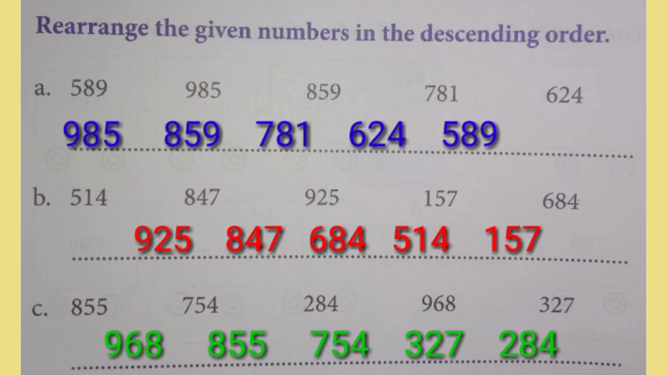Bit B, 514, 847, 925, 157, 684. Its answer is 925, 847, 684, 514, 157. Bit C, 855, 754, 284, 968, 327. Its answer is 968, 855, 754, 327, 284.